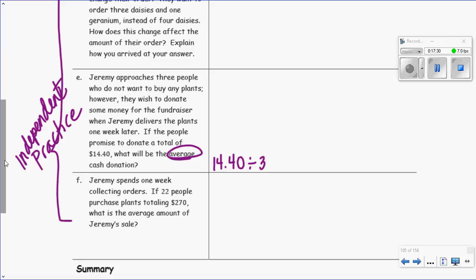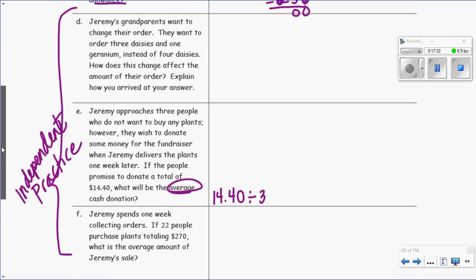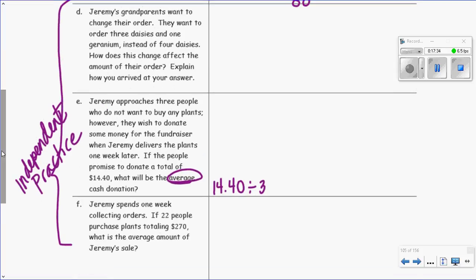Okay, so these 3 are going to be included in independent practice. You can start them now, or you can save them for class time. And like I said, on pages 92 and 93, I'm going to be letting you skip a couple of those. So these ones will kind of replace those problems.